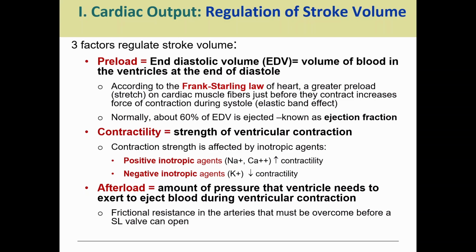Contractility, this is the strength of the contraction. There are things that can affect this. So we're really just looking at electrolytes. So sodium and calcium will increase contractility. Potassium generally will decrease contractility. And then the afterload, this is the amount of pressure that the ventricle needs to exert to push blood out during ventricular contraction. Basically, we have to overcome the resistance coming from the other side, from the arteries, so that aortic semilunar valve will actually open. So as a ventricle, we have to exert more pressure than is being pushed back on us from the arteries.